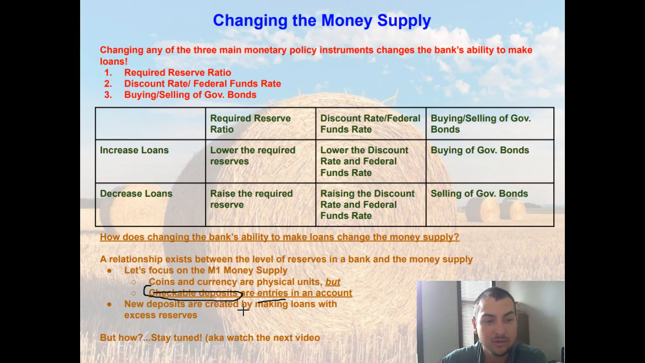So new deposits are created by making loans with excess reserves. It's kind of what I was alluding to. Even though there may not have been any cash changing hands, because we are transferring entries in these accounts, we're loaning out more money based off of these entries, we're taking these new deposits and making loans with these excess reserves. But how? Well, stay tuned, because that's what we're going to talk about in one of these next videos.